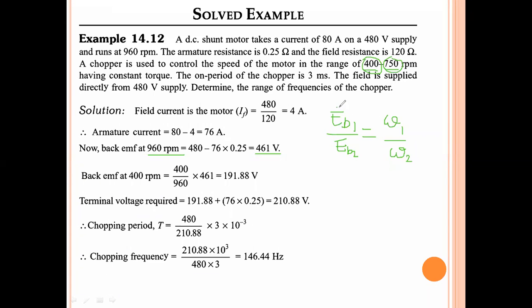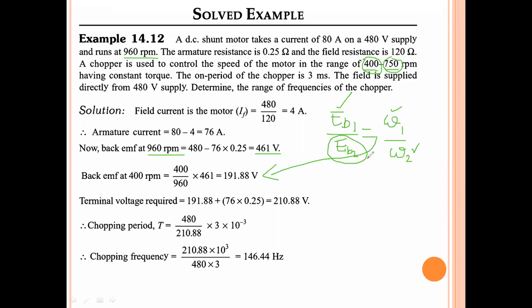So I know EB1, which is calculated as 461 volts. I know omega 1, which is 960 RPM, because EB1 is calculated at 960 RPM. I also know omega 2 or N2. You can say omega 1 or N1 because it is a ratio, so in the ratio the 2 pi by 60 constants can be cancelled. Here omega 2 or N2 will be 400. So we know omega 2, omega 1, and EB1, and we can calculate EB2, which is the back EMF at 400 RPM.